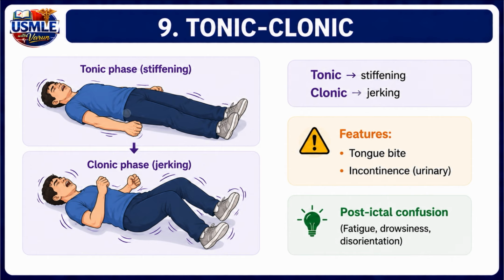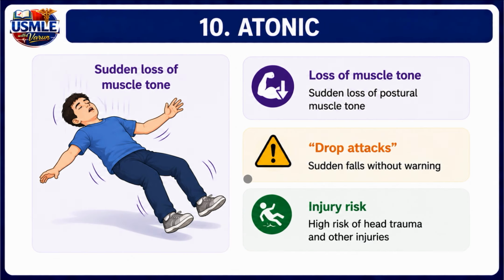Tonic-clonic seizures begin with tonic phase, which is like stiffening, during which all the muscles become rigid because of sustained muscle contraction. This is followed by clonic phase, which is characterized by rhythmic jerking of the limbs. So patients commonly bite their tongue, lose bladder control, and develop prolonged confusion after the seizure, which is known as a post-ictal state, and this is characterized by fatigue, drowsiness, and disorientation.